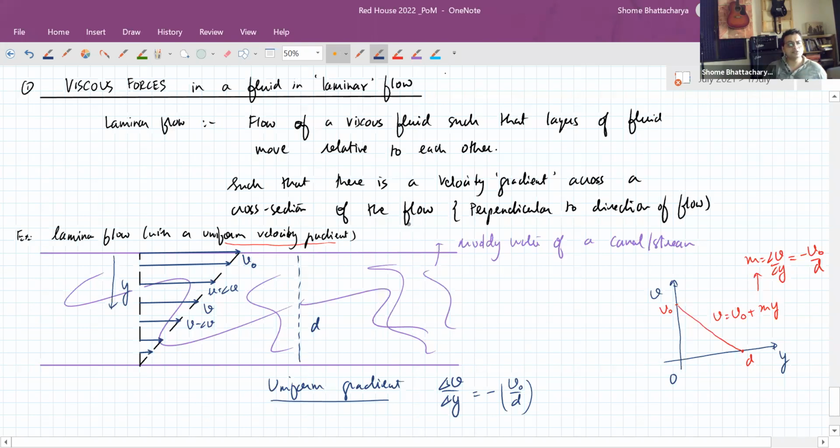Or you can imagine a situation where we are creating some disturbance at the surface, which is causing the layer at the surface to move. But the next layer below it is not moving that freely because there's viscosity between those two layers. Then the next one even less freely, like that.